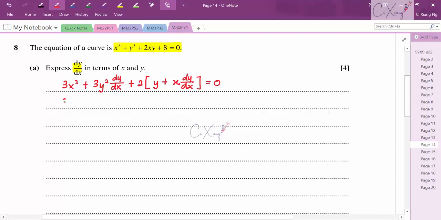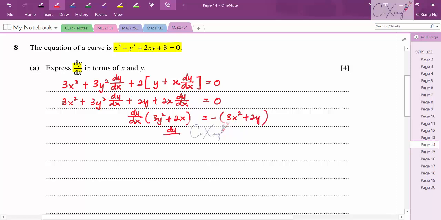Alright, so now I try to group the dy/dx at one side and all the other variables on the other side. Maybe I will group the dy/dx on the left. So dy/dx will be times 3y squared plus x, and it is equal to the negative of all the other terms, which are 3x squared plus 2y.